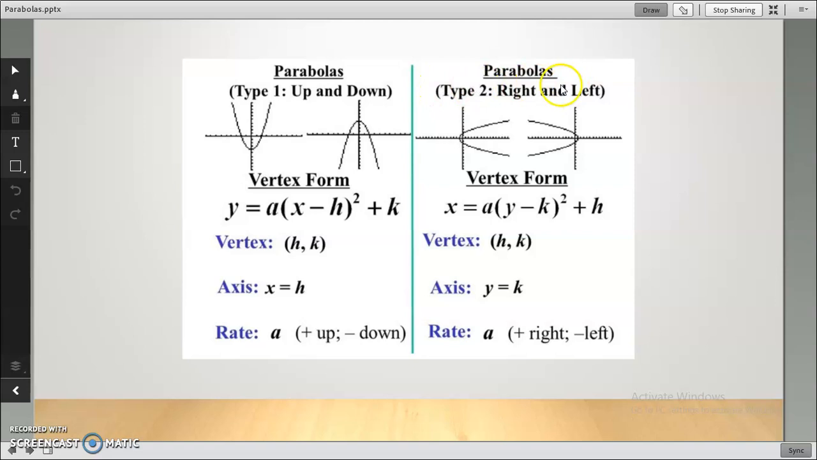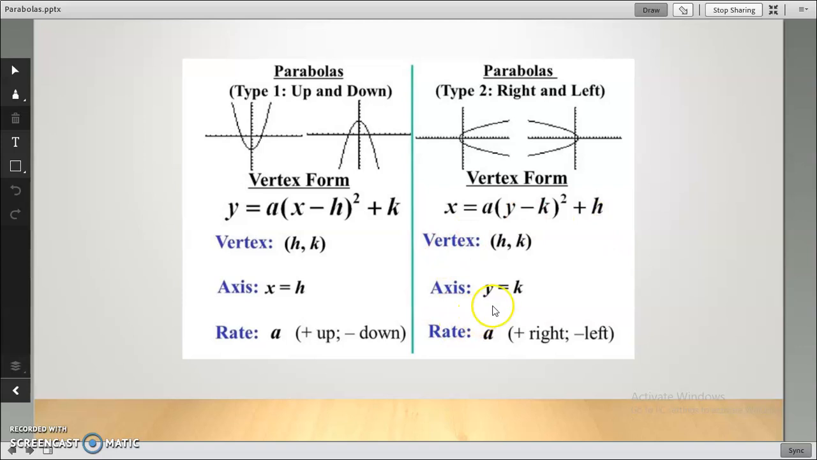Horizontal parabolas are parabolas that are pointing to the right and the left. The difference is that here I have y, and here I have x. Here my y is to the power 2, here my x is to the power 2. It's the same vertex, (h, k), but the values are switched around.